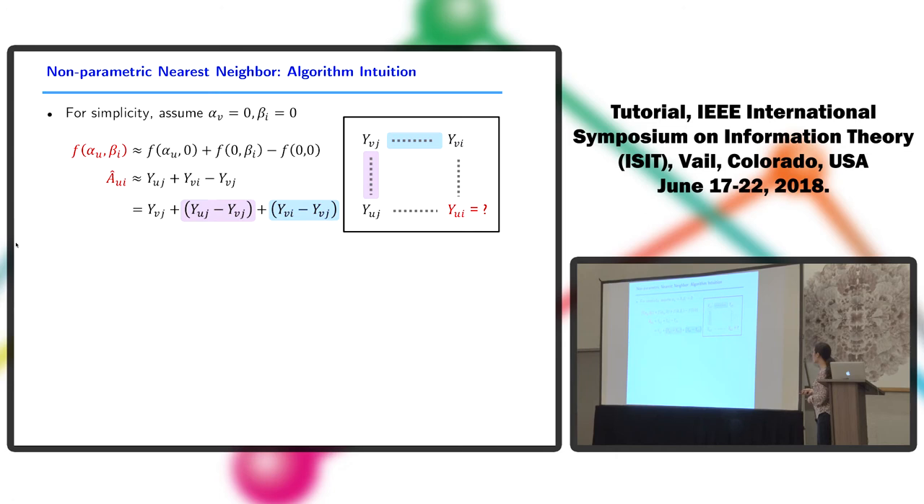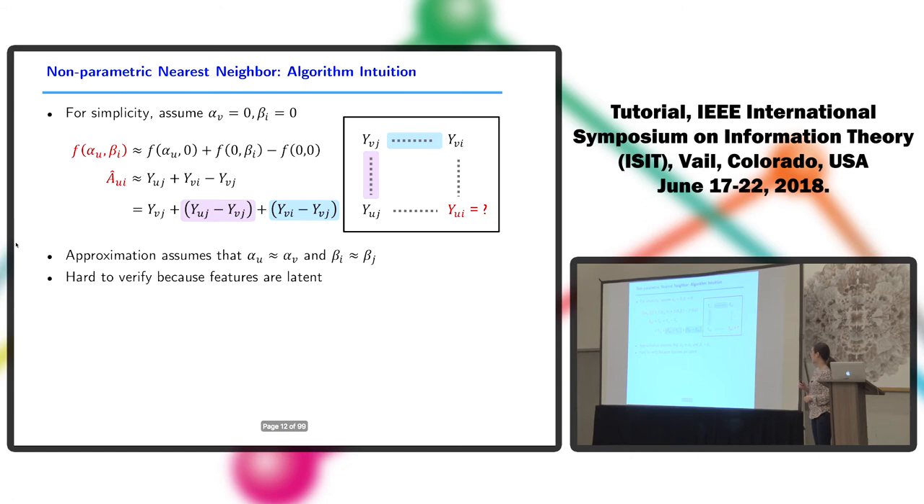So this is nice, but we forgot one thing, which is that the approximation hinged on the fact that the latent variable parameters alpha for u and v were close, and the latent variable parameters for the columns beta i and beta j were close. And we need this closeness in order to guarantee that the Taylor approximation is actually good. And this is hard to verify because we actually don't know what these features are. They're latent. So how do we go about figuring out if the alphas are close or the betas were close? And if you actually knew that to start off with, then we wouldn't have to do all this work.